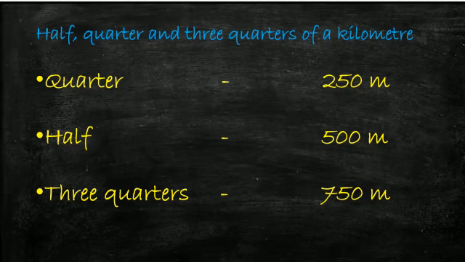Before moving ahead, let's see half, quarter and 3/4 of a kilometer. As we know, 1 kilometer is equal to 1000 meter. So, if we make a quarter of 1000, it will come 250 meter. Half of 1000 is 500 meter. And 3/4 of 1000 is 750 meter.